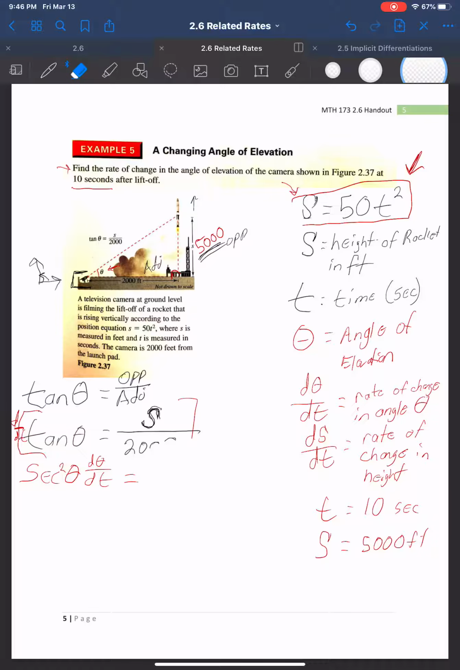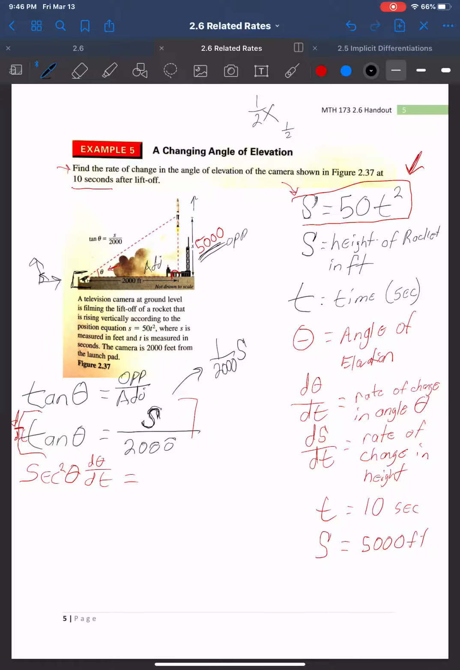Now, I want to show you a little trick. You don't need a quotient rule here. To divide by 2,000 is to multiply by 1 over 2,000. To divide by 2 is to multiply by a half. So S over 2,000 is the same thing as 1 over 2,000 times S. Now that's an easy derivative to take. If you take the derivative of 1/2 x, that's just 1/2.